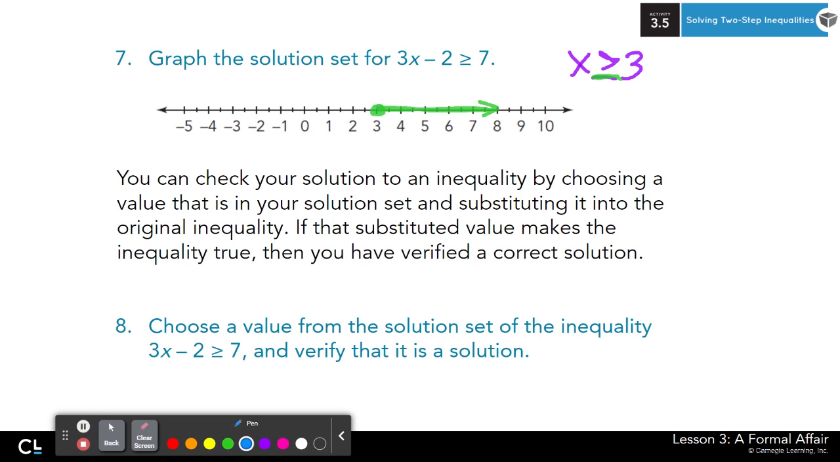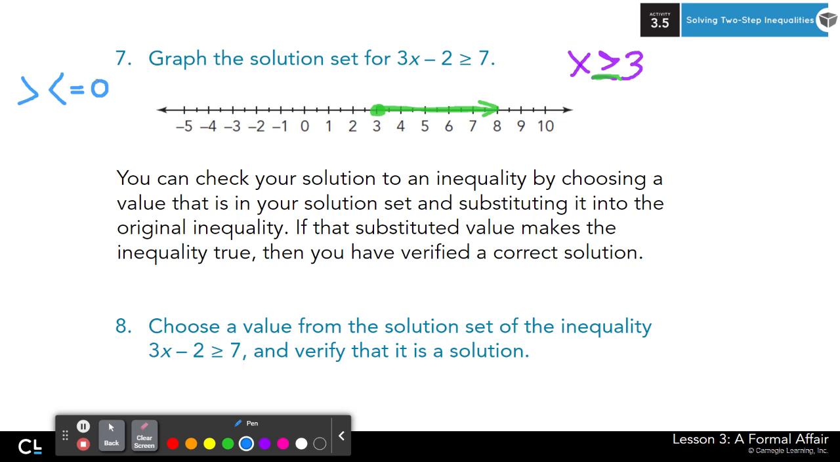Now, what do you think would happen if I just had a regular greater than or less than sign without the or equal to? Well, that would give you an open circle on that number line to show that that solution is not included. Only the numbers that are greater or less than.